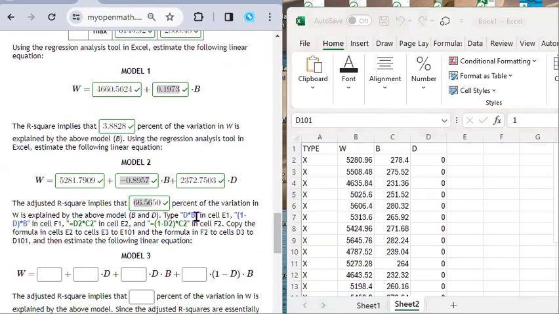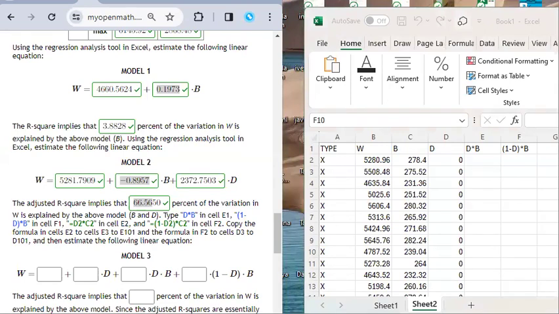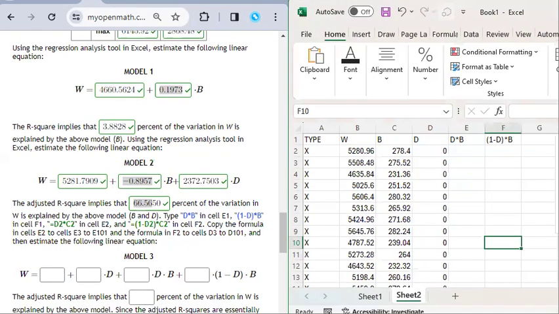type D times B into cell E1. So I'm just going to write D times B. And then type 1 minus D times B in F1. Okay, so I got this in F1, I got that in E1.